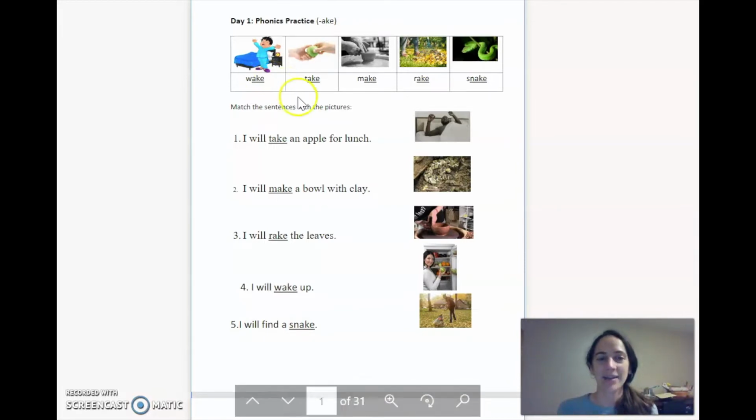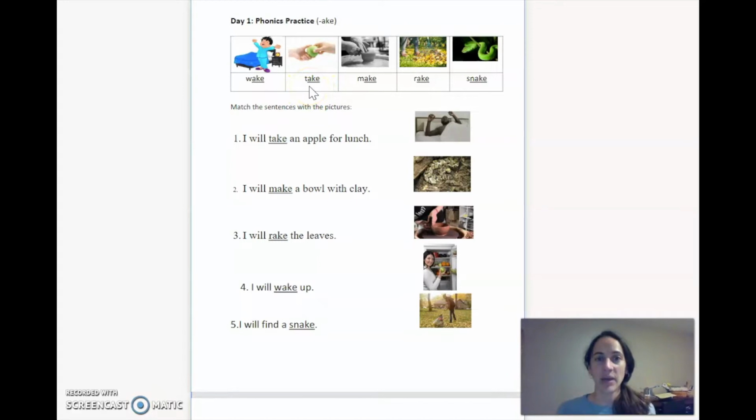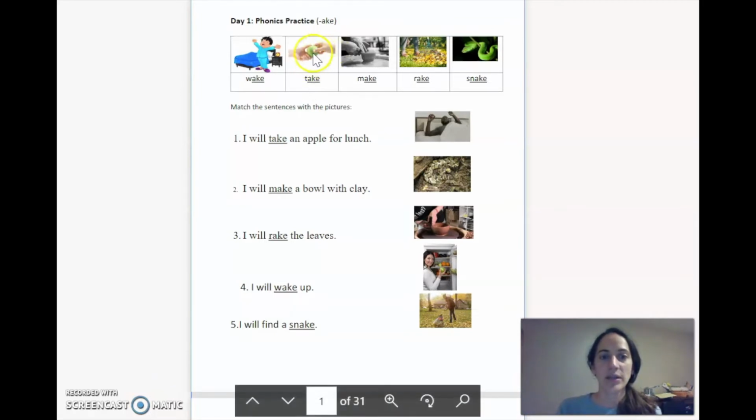Wake. My next word is take, with a T in front. Repeat after me. Take. Good. Take is when one person has something and a different person takes it away. Look at it. This hand will take the apple. Take.